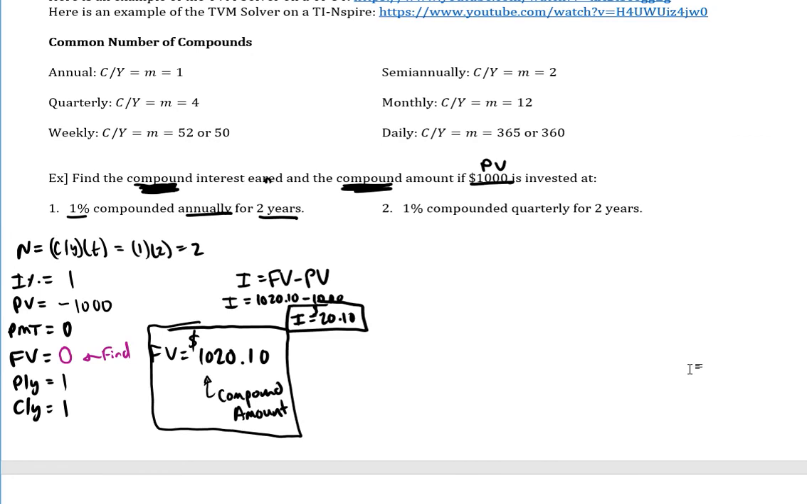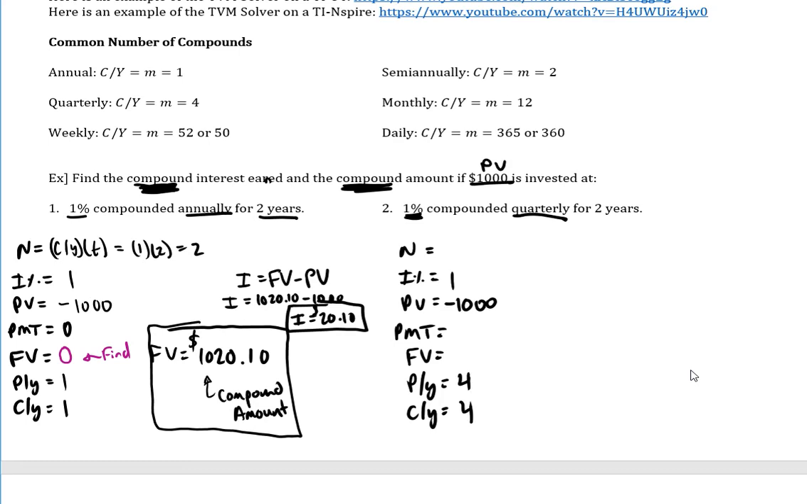So for this other one, all I'm going to do is copy down all of these: N equals, I% equals, PV equals, payment equals, future value equals, the P over Y equals, and the C over Y equals. And here we're recycling some of the same information. They said the present value is 1,000, but in our program we would do negative 1,000. And this is still 1% compounded, but now it's quarterly. Well, there's 4 quarters in a year, so the P over Y and C over Y is 4.